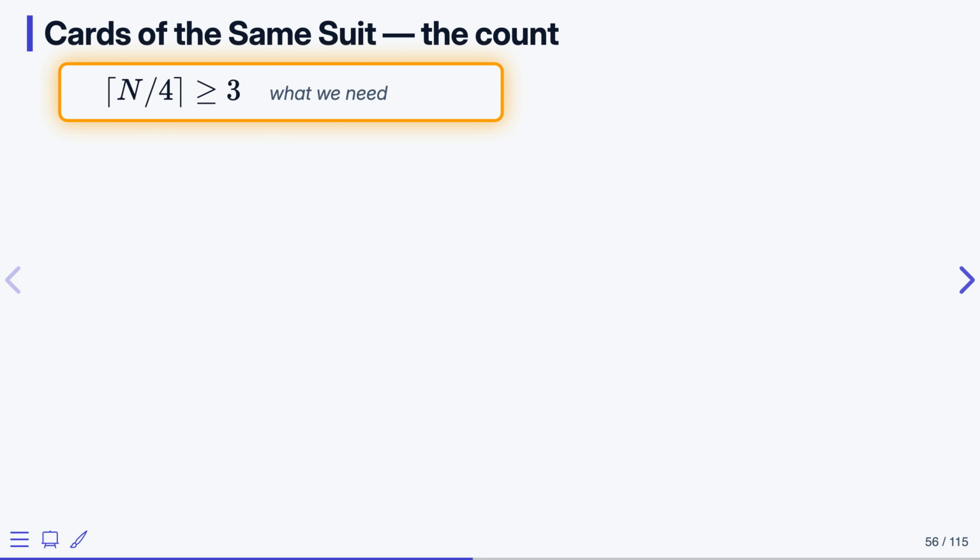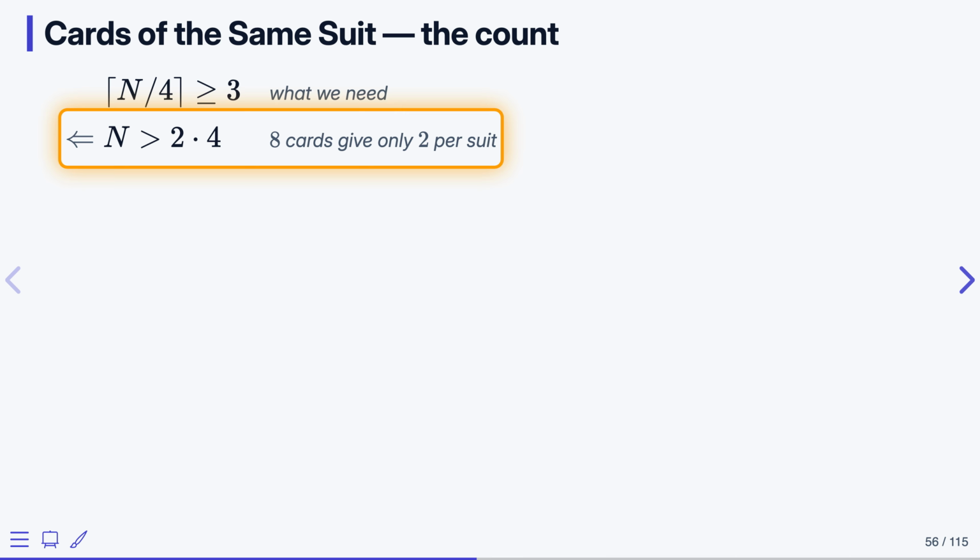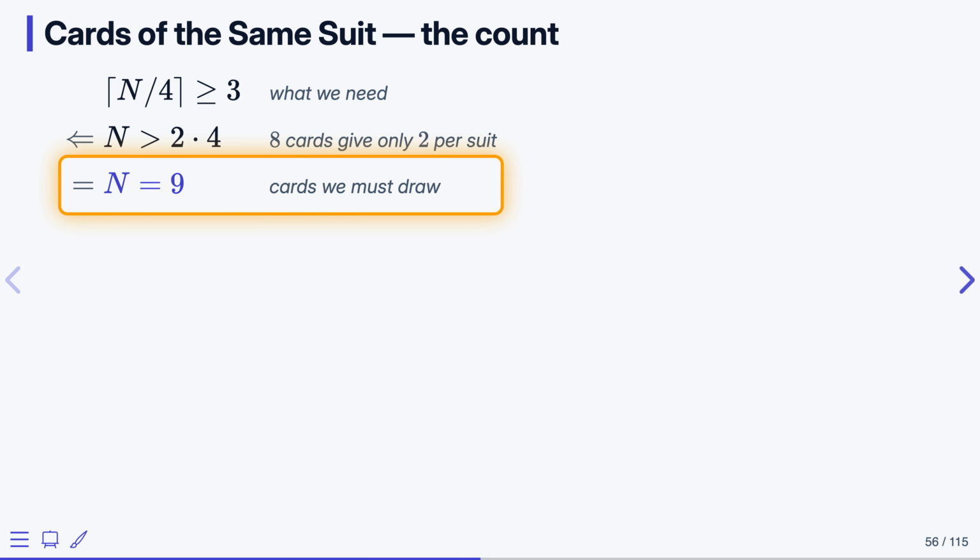This is the working. Line 1. We need the ceiling of n over 4 to be at least 3. Line 2. Think about the worst case. 8 cards can split evenly, 2 in each of the 4 suits, and that is still not 3, so n must be more than 2 times 4. Line 3. The smallest whole number bigger than 8 is 9. Draw 9 cards and 1 suit must hold 3 of them. Check it. The ceiling of 9 over 4 is the ceiling of 2.25, which is 3.